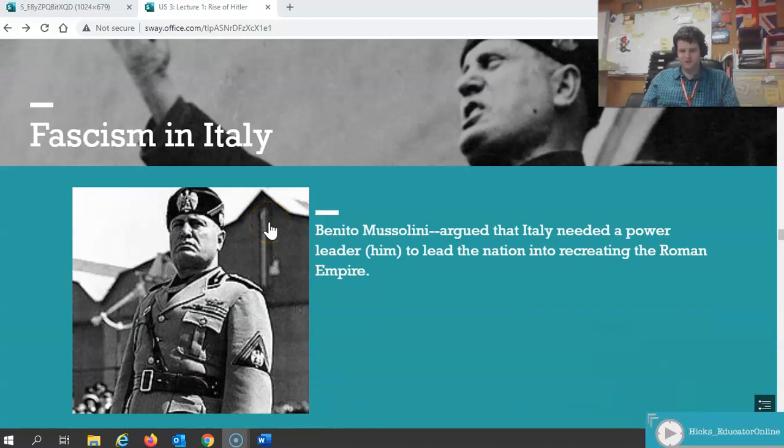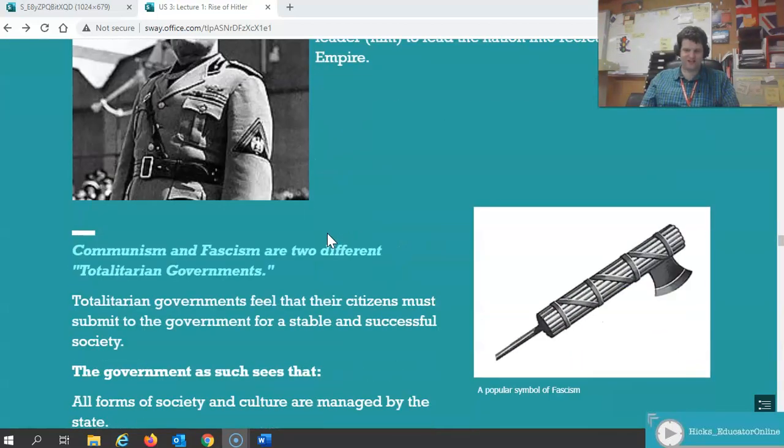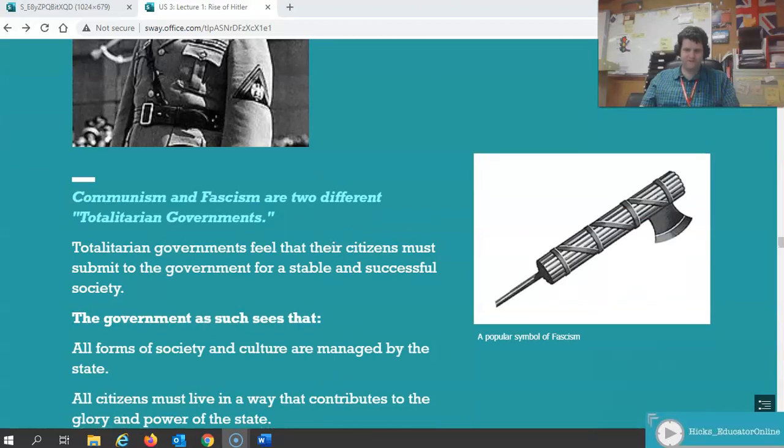Essentially, Benito Mussolini, the dictator that would arise in Italy, would argue that the people needed unity over freedom. Instead of debate, these people needed a single proud nation marching forward. He wanted to recreate the Roman Empire as one of his running themes. And this is something that is called fascism. Fascism and communism are two types of totalitarian governments.